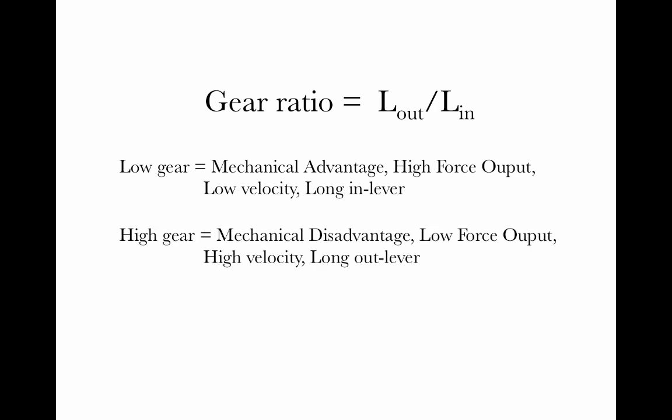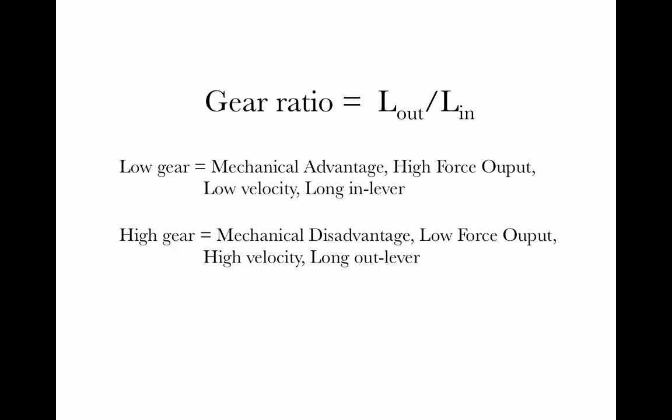A high gear ratio means that there's a mechanical disadvantage. If you're at a mechanical disadvantage, your output lever is longer than your input lever. So you're going to get a relatively low force output, but a relatively high velocity output. This is going to be associated with a long out lever. This is also directly analogous to high gear on your bicycle. You don't have to pedal your feet quite as fast to get more speed out of it, but you don't want to use that going up a hill because you're not going to get a lot of force output in high gear on your bicycle.